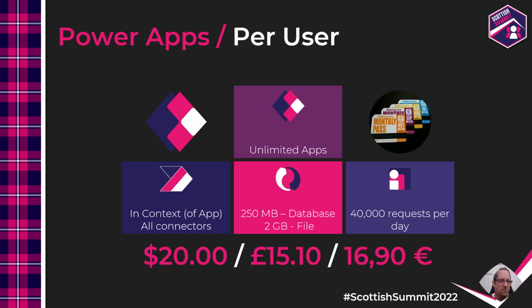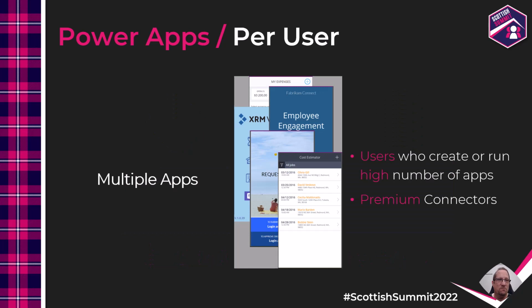For an unlimited number of apps, opt for a per-user subscription. In this case, unlimited apps, all connectors. In terms of capacity, you'll get 250 megabytes of database space, 2 gigabytes of file, and a good load of requests at the level of 40,000 requests per day. So you have users that create or run a high number of apps. Those apps use premium connectors. For those cases, the per user license makes sense.